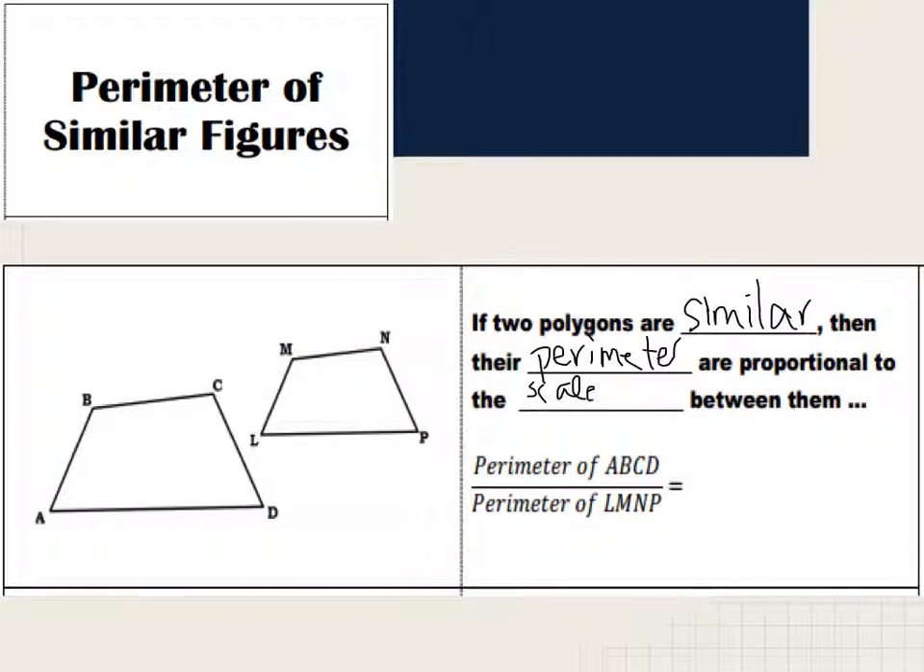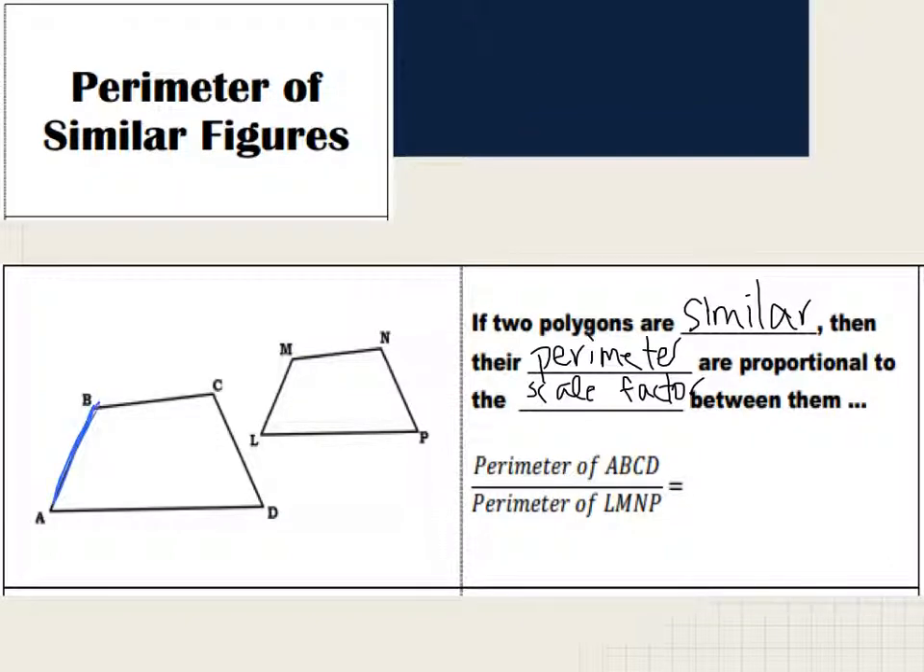Remember, the scale factor tells us how much larger or smaller our shape is going to get. If your scale factor is greater than 1, your shape gets larger. If your scale factor is smaller than 1, your shape gets smaller. The perimeter of ABCD is proportional to the perimeter of LMNP. And in this, our corresponding sides are also proportional.